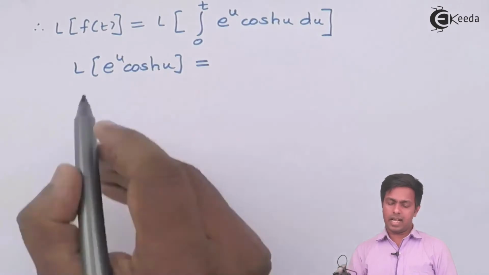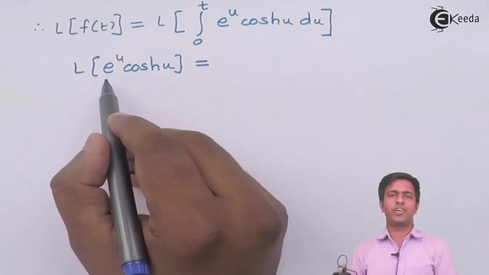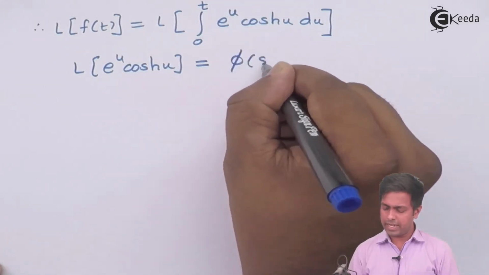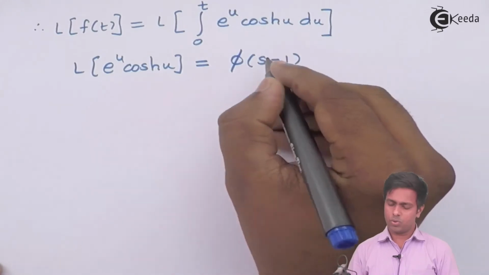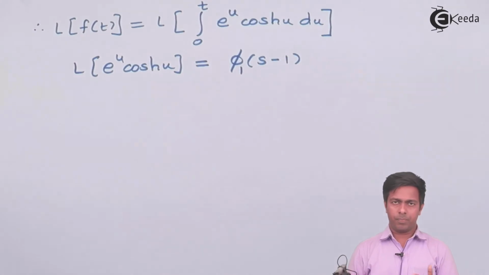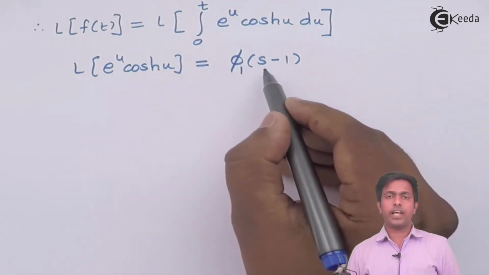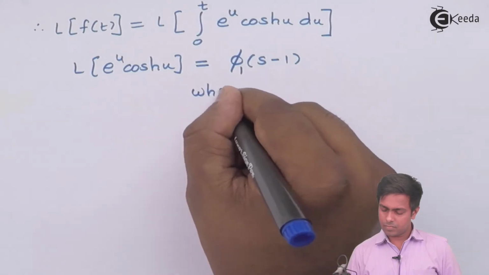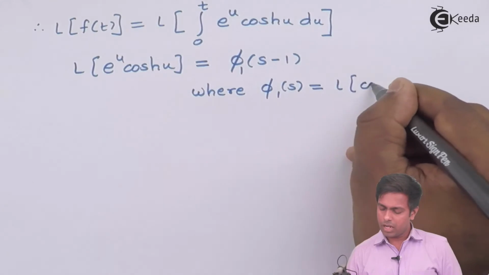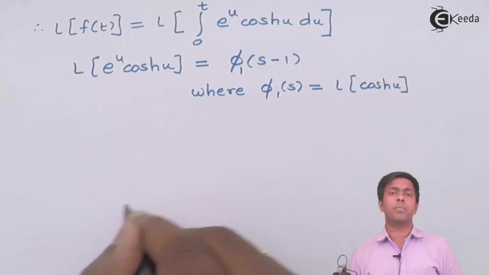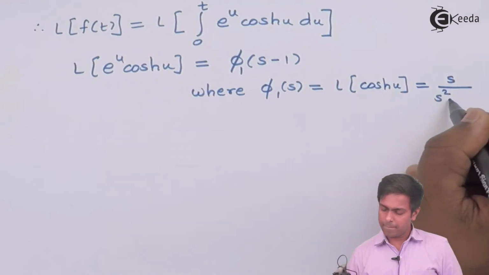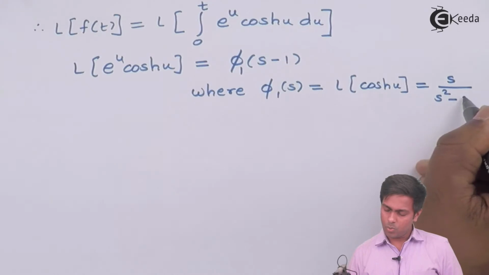So guys, this is again matching with the first shifting property. Accordingly, the answer of this is phi of s minus 1. You can call it phi 1 because it's a different function; we have already called phi in the previous equation. So phi 1 of s minus 1, where phi 1 of s is equal to Laplace of hyperbolic cos t, which is nothing but s upon s square minus 1.